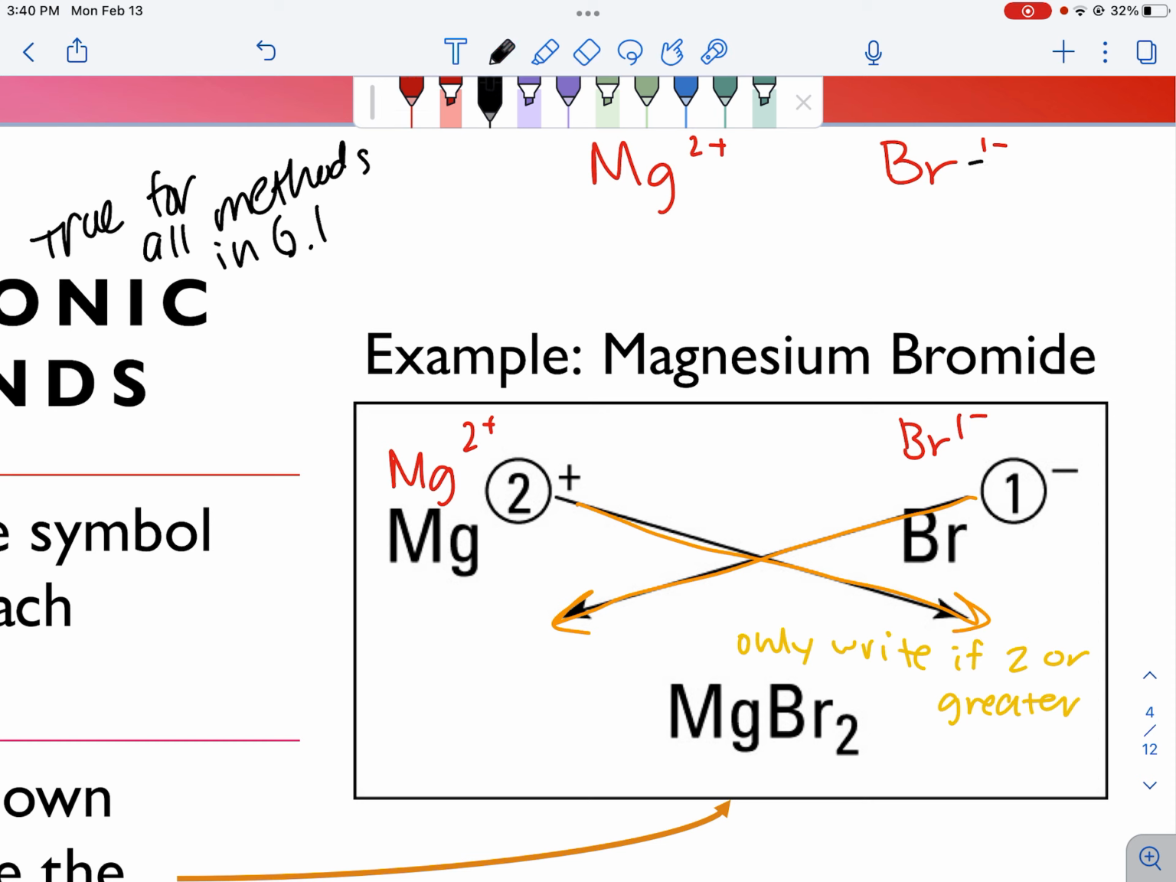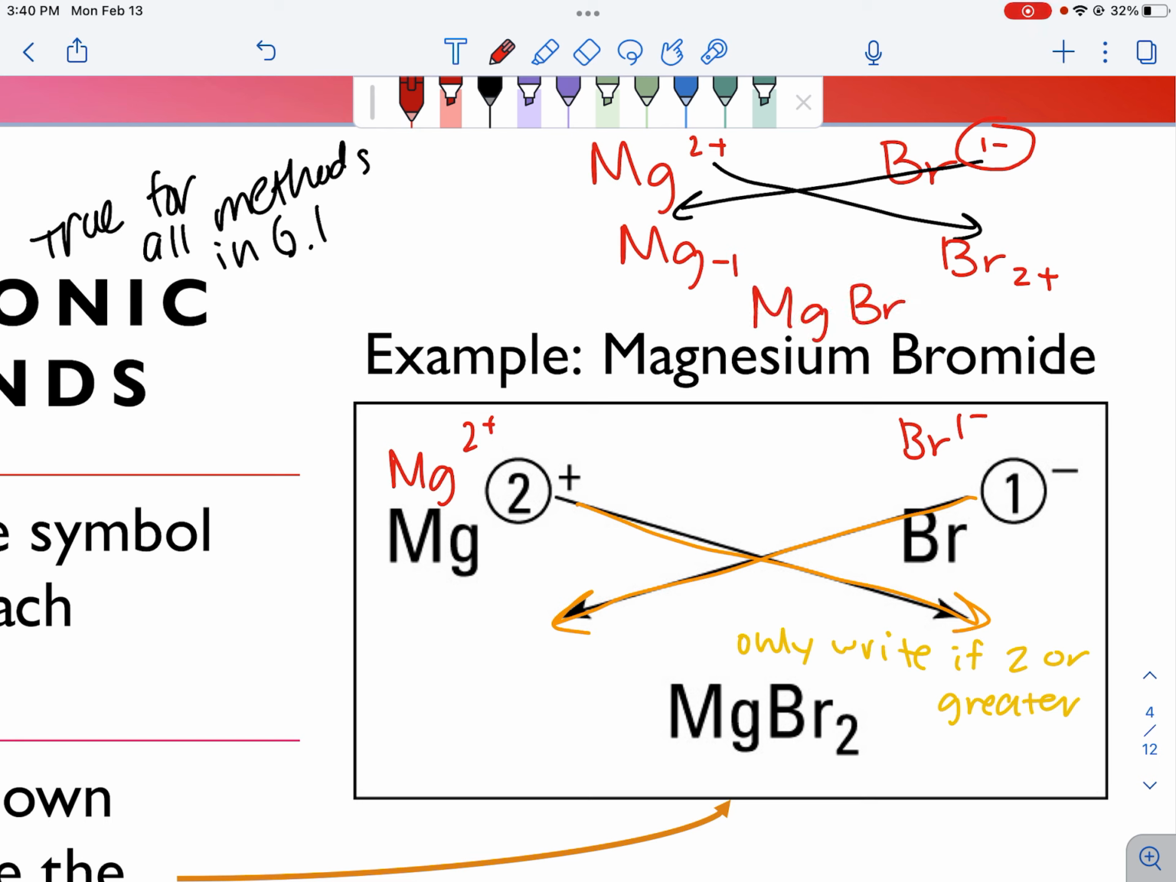So now the only thing I'm going to do is just cross these over. Okay. So magnesium now has the -1, and bromine now has the +2, right? But we only write it in the answer, so our answer will be MgBr2, okay? We're not going to include these positives or negatives, and we also are not going to include ones, okay? If it's a 1, it doesn't matter if it's -1 or if it's +1. We don't write it, okay?